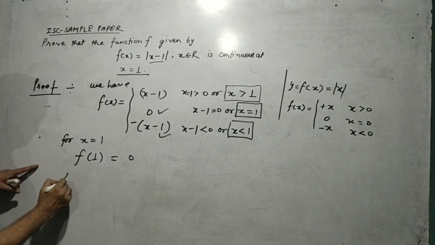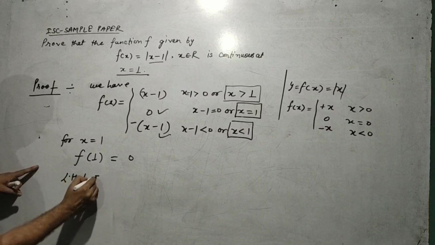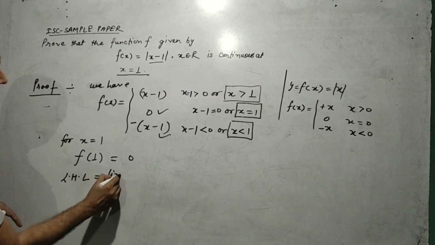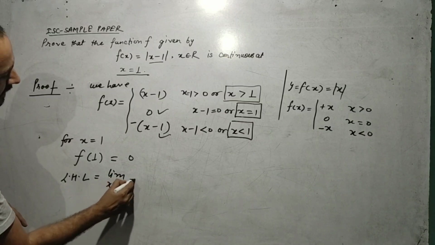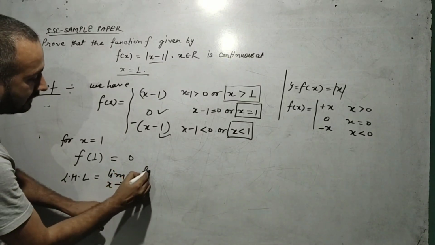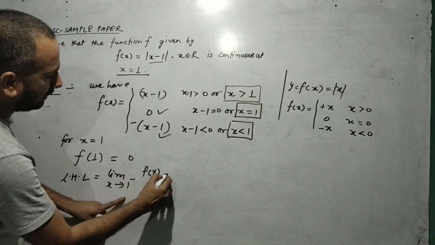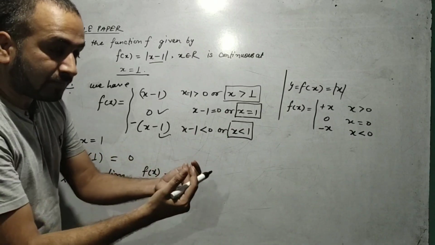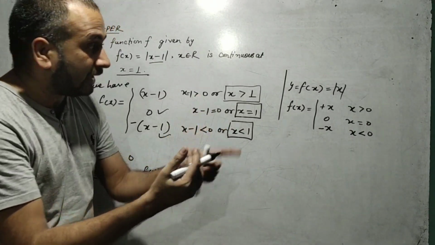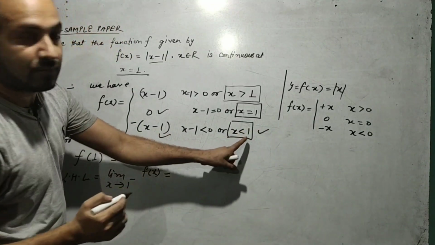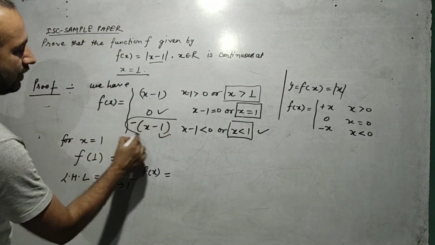Next, I am going to discuss the next part. Here LHL, what is the left hand limit? How will you define it? It's the limit as x tends to 1 from the left of f(x). The value of x is near 1 but not 1, it is less than 1. For the left hand limit, x is less than 1, so here the function is minus of (x − 1).